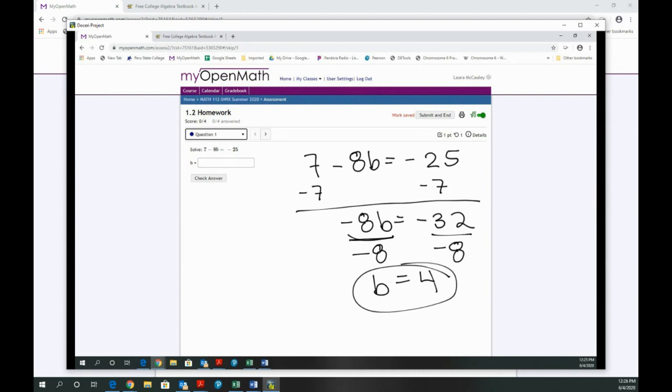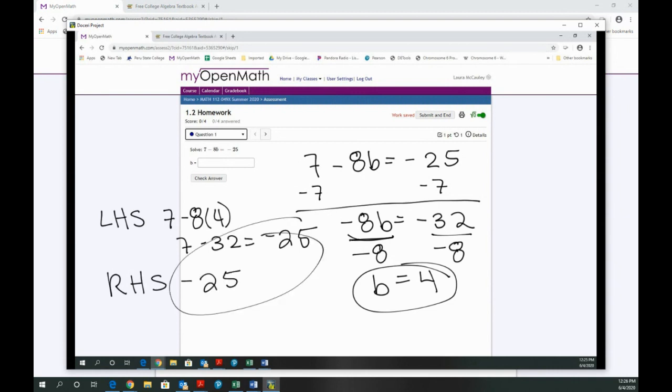Now you can always check yourself. The left-hand side of this is 7 minus 8 times 4, which would be 7 minus 32, which would be negative 25. And on the right-hand side of the equal sign, we had a negative 25. So yay, they match. Okay, so we're good to go. B should be 4.